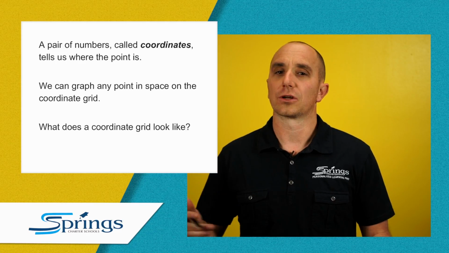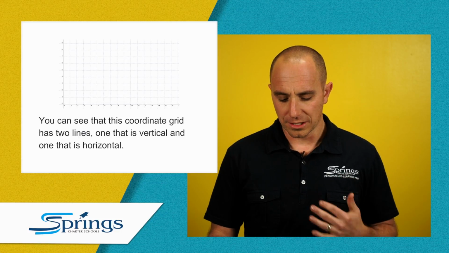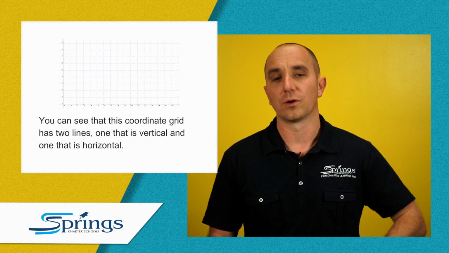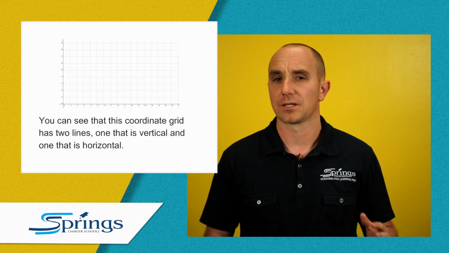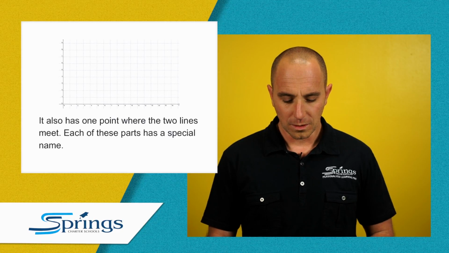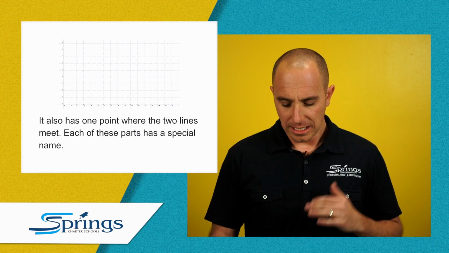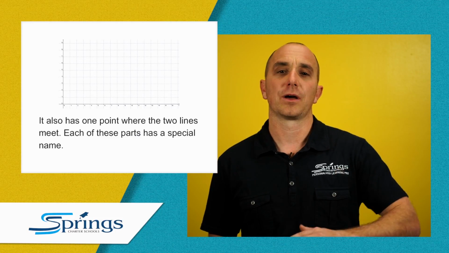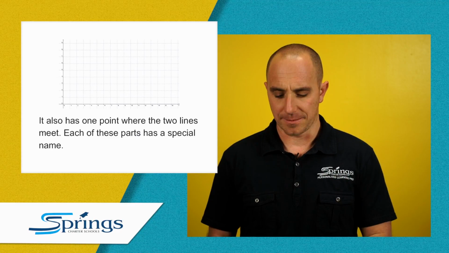What does a coordinate grid look like? So let's take a look. You can see that this coordinate grid has two lines, one that's vertical and one that's horizontal. You guys have probably seen these before. A lot of times you do different graphs on them. So this is just a basic example of a coordinate grid. It has one point where the two lines meet. Each of these parts, the horizontal line, the vertical line, and the point where the two lines meet, have special names.